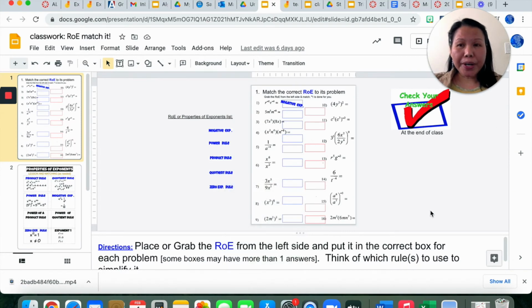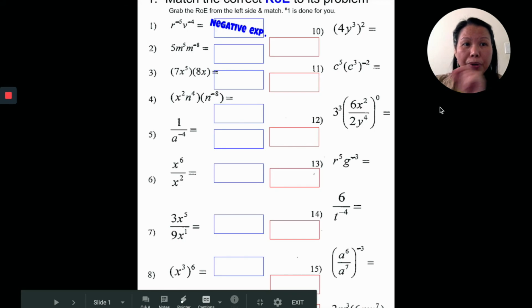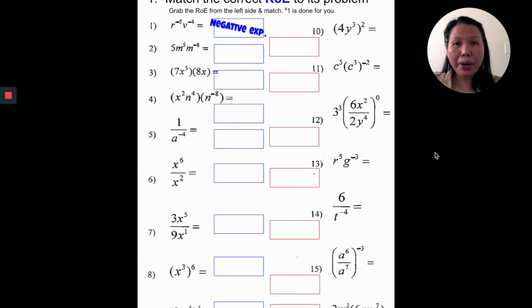On this classwork with the rules of exponent, the name is Match It, just to match the name of the exponent rule that you would use to solve it. But remember, we're not asking you to solve, but to grab the rule of exponent on the left and put it onto the red and blue boxes that we have right here. Number 1 has been done for you. If you have this in present mode, you will not be able to grab the ones from the left.